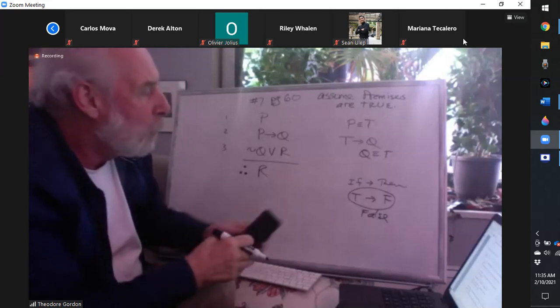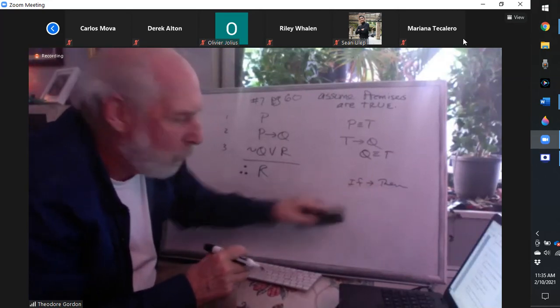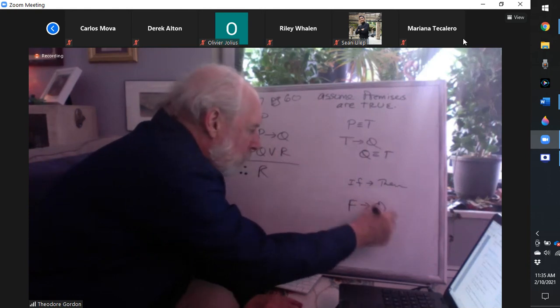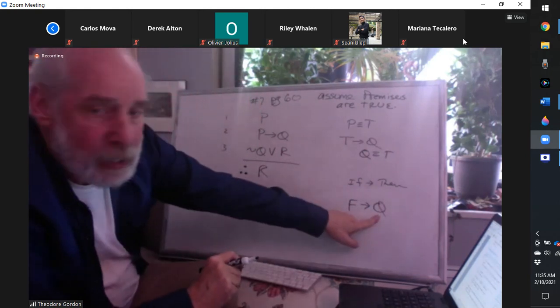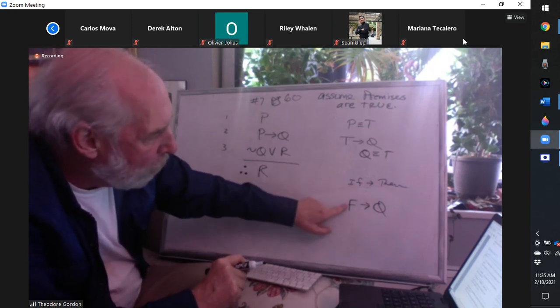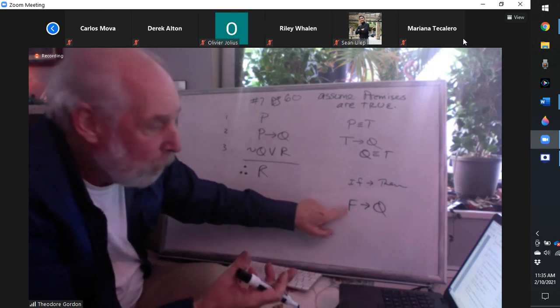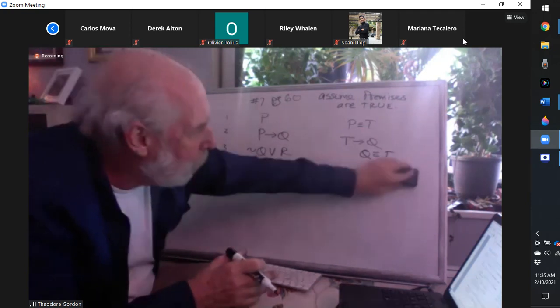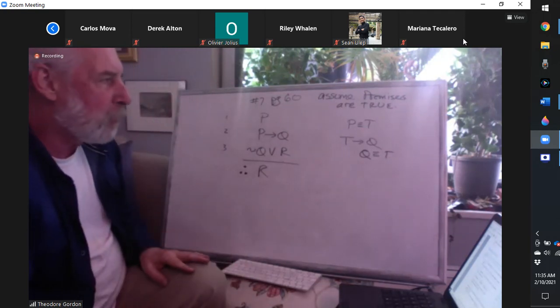Good. If you have an if-then statement that looks like this, you can't make any conclusion about Q. If an if-then statement begins with a false, it's always true. So you can't make any conclusion about Q here. So that was good. So now we know that Q is true.